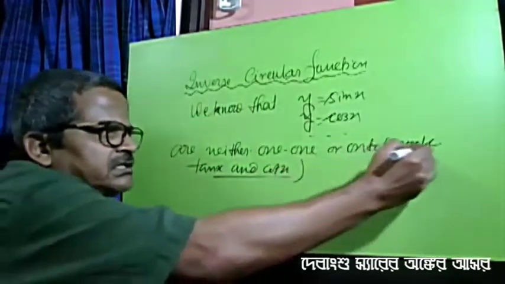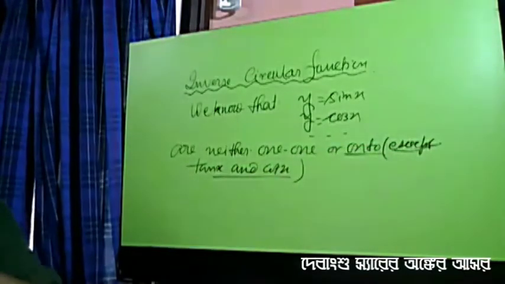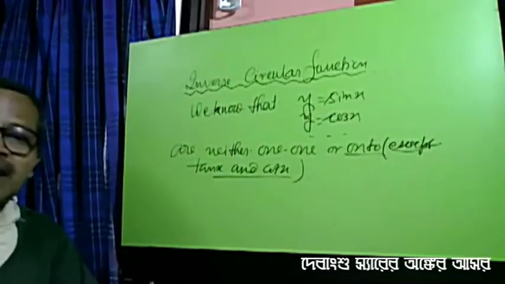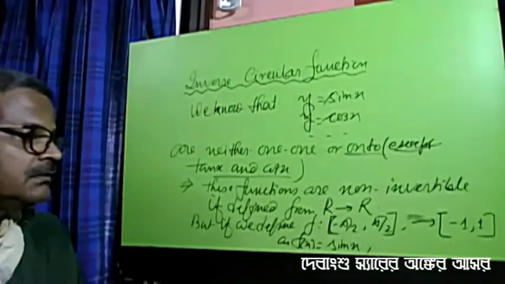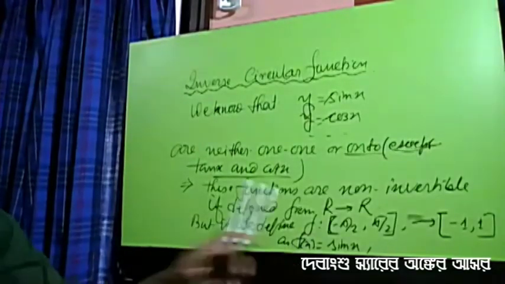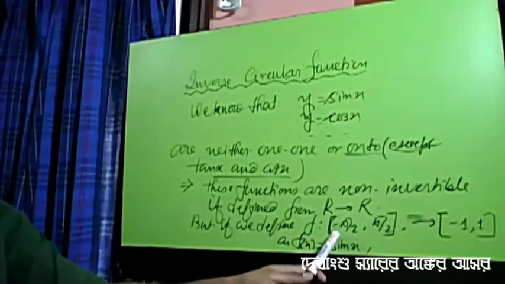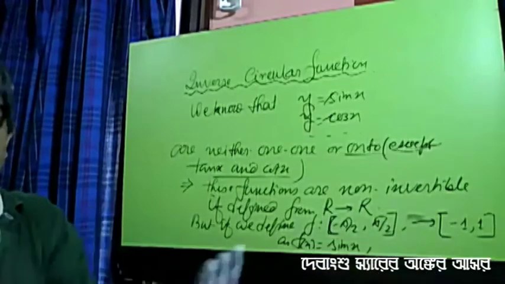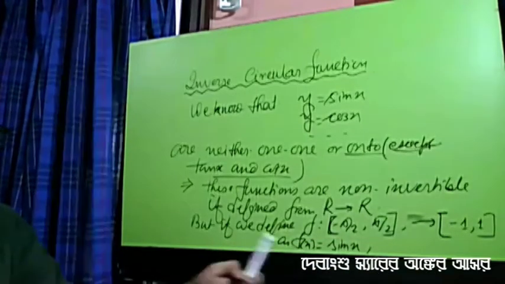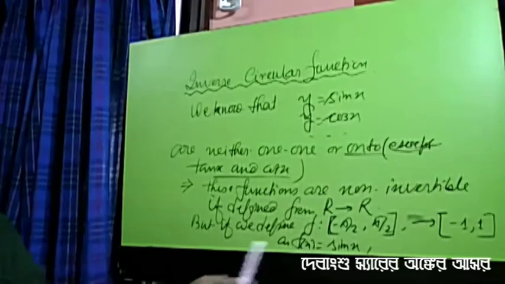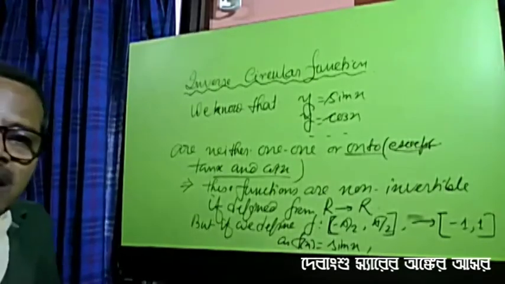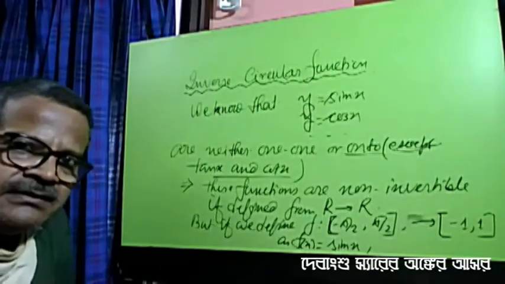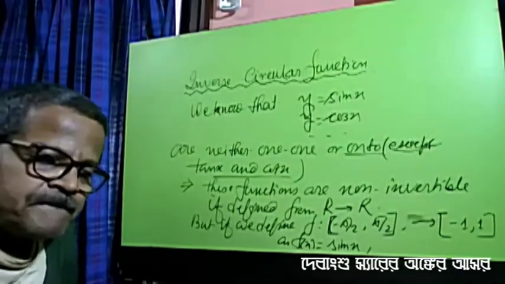Tan x and cot x are onto, but they are not 1-1. But say if we define f(x) from closed minus pi by 2 to pi by 2 to closed minus 1 to 1, now you see that this function becomes 1-1 as well as onto. That is a bijection, that is invertible.